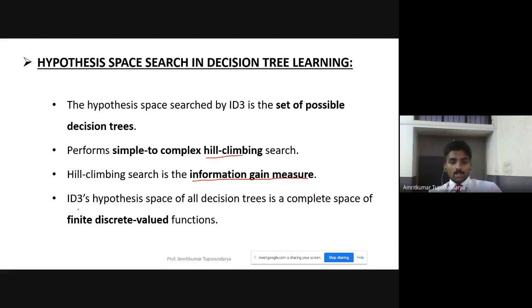Now, this ID3 hypothesis space for all decision trees is a complete space of finite discrete values. As I just mentioned, it is the complete space of all the finite values, there is no infinite value. They are all finite, in the sense whether it can be yes or no, whether we play tennis or we don't play tennis. So it's a space of finite discrete valued functions.